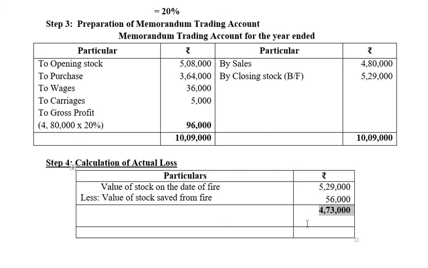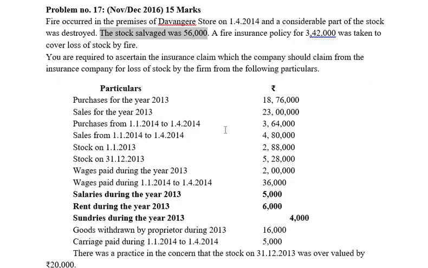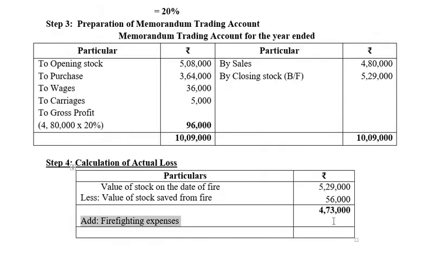What should we do with this? Are there any expenses incurred for the fire accident? We have to check the firefighting expenses. There are no firefighting expenses. No firefighting expenses are given. So firefighting expenses are nil. When it is nil, 4,73,000 rupees is the balance. That is nothing but the actual loss. 4,73,000 is taken as the actual loss. This is step number 4.